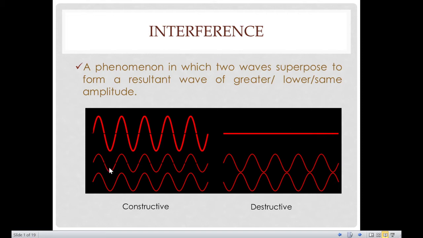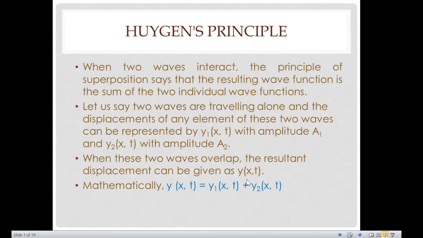So when a crest coincides with another crest, it is called a constructive interference. The other one is called the destructive interference.